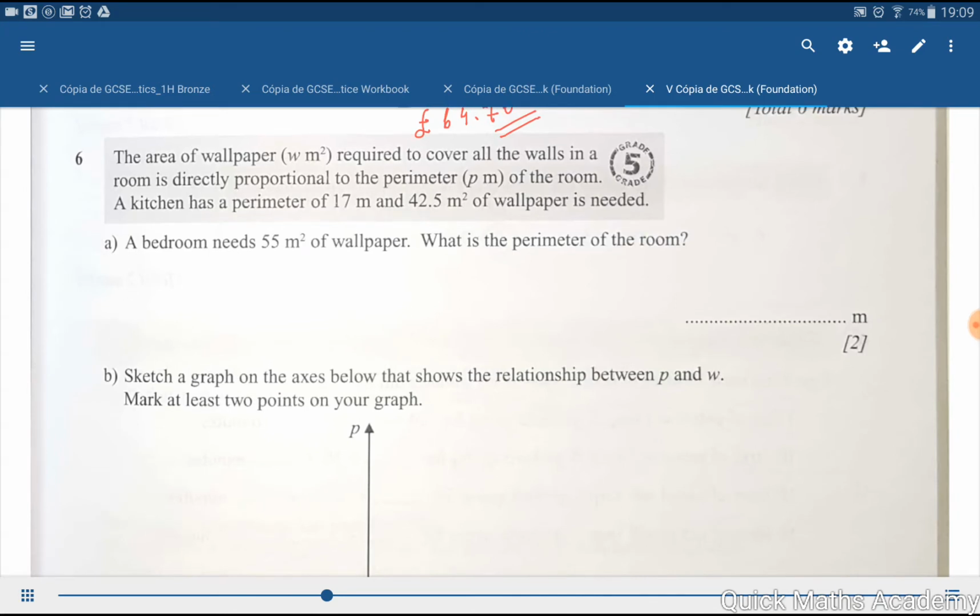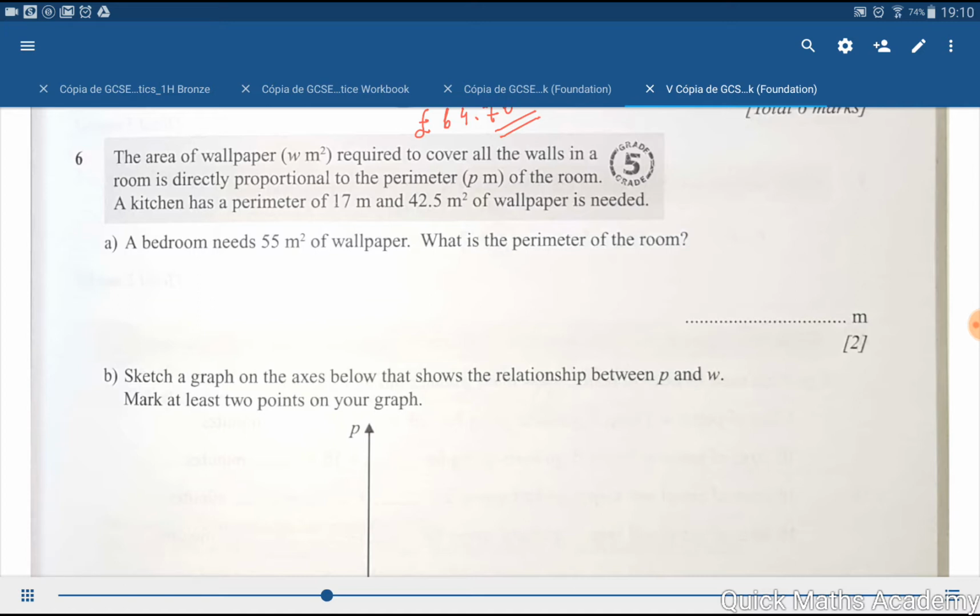The area of wallpaper in meters squared required to cover all the walls in a room is directly proportional to the perimeter of the room. A kitchen has a perimeter of 17 meters and 42.5 meters squared of wallpaper is needed.